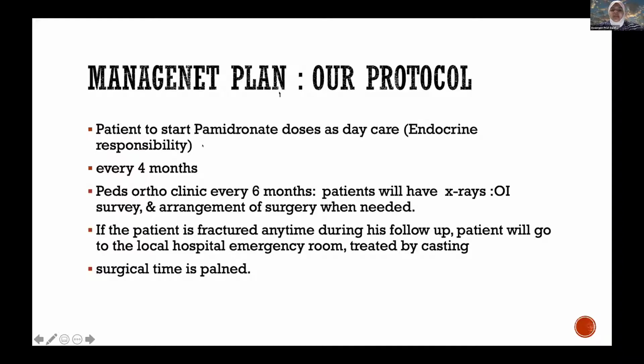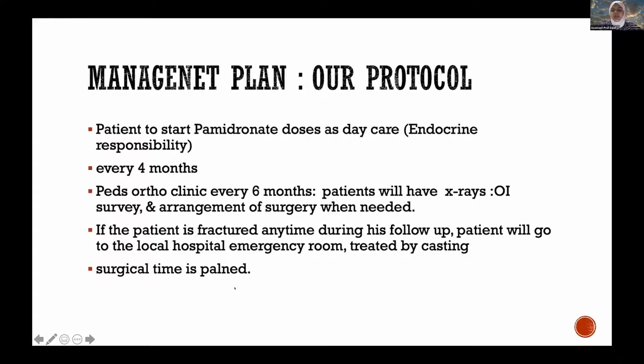Once we do that, we start our pamidronate doses by endocrine, and it's done in day surgery because it takes 3 days to do that, and it's repeated every 3 months with oral vitamin D and calcium. Patients are reviewed in our clinic every 6 months, where they have X-rays to be surveyed, and we arrange, once they are qualified for surgery, the timing of surgery. Now, in between this time, if the patient gets a fracture, they are usually treated conservatively with a cast until they are ready for surgery. So timing of surgery is usually elective.